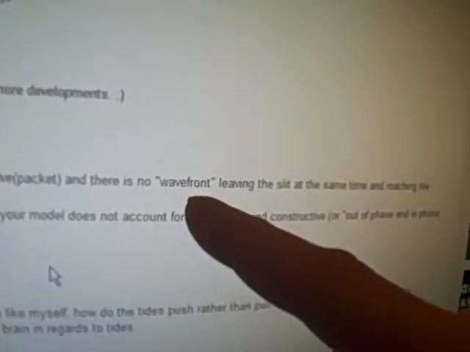Anyway, all right. So the other comment: your problem still is that light is a wave packet, which doesn't mean anything. It's pretty undescriptive, and there is no wave front. Well, there has to be a beginning to it. Okay, so you can say there's no wave front, but photons don't have a non-beginning. They have an identity. They have a place. You can't just say it's not somewhere. It is somewhere. And there is no wave front leaving the slit at the same time and reaching the plane at the same time.